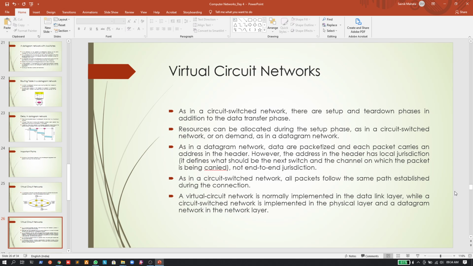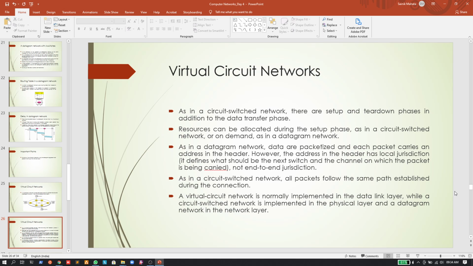Resources can be allocated during the setup phase as in circuit switch networks, or on demand as in the case of datagram networks. What is this? We will see in the later slides. Also, as in a datagram network, data are packetized. If you remember, in the case of a circuit switch network, data is not packetized; it is in the form of electrical or digital signals. But in the case of a packet switch network, data is actually packetized.